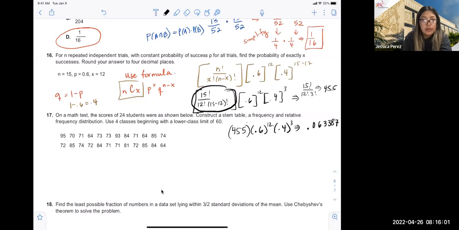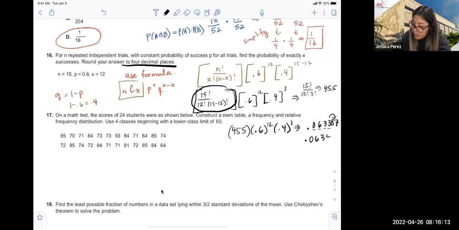0.063387. Now I did say round to the nearest 4 decimals. So I got 1, 2, 3, 4. The next number is an 8, so it's 0.0634, because the 8 makes it round up. So up to the 4th decimal. So this should be my final answer. Okay, so please make sure that you know how to round.